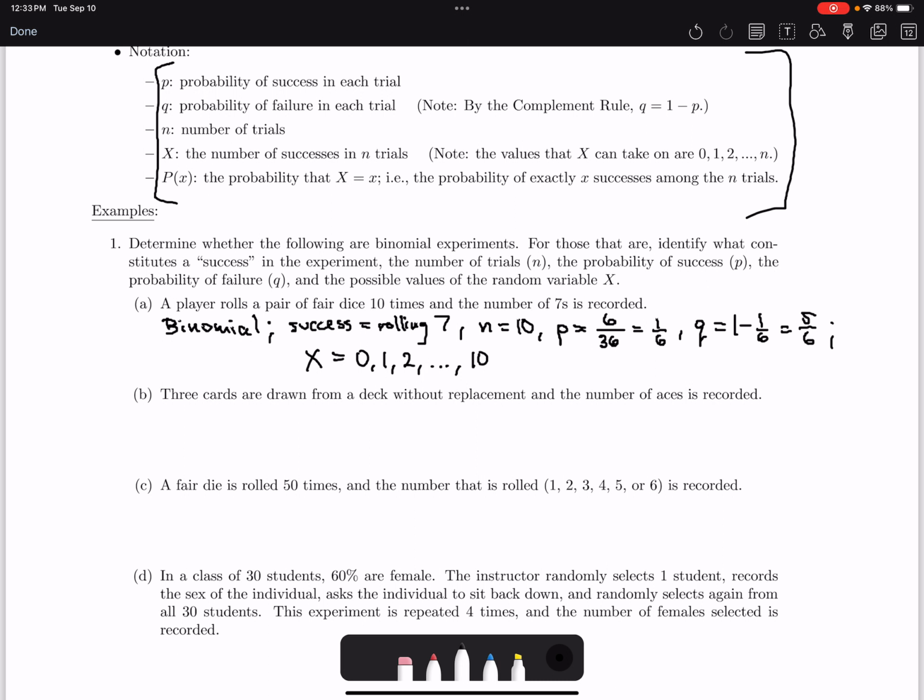But x can't be more than 10, right? Because you're only rolling the dice 10 times. And it can't be less than 0. And it also can't be a number like 3.7, all right? So those are the possible values of x.